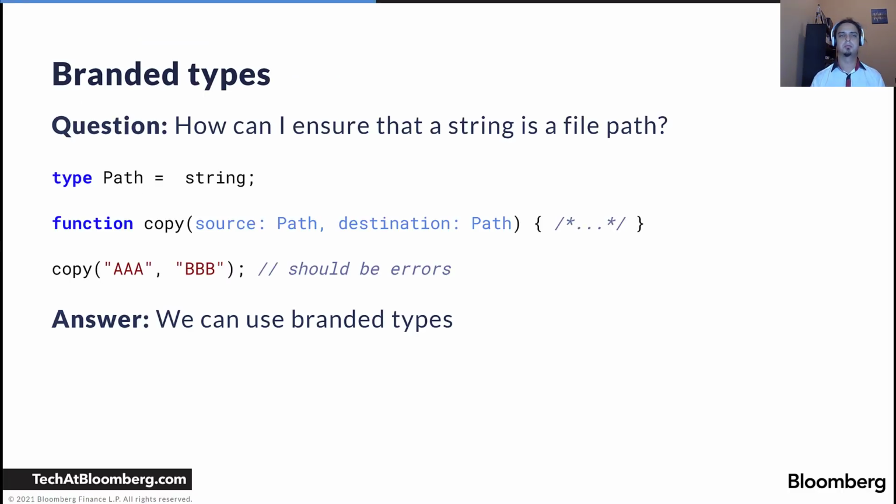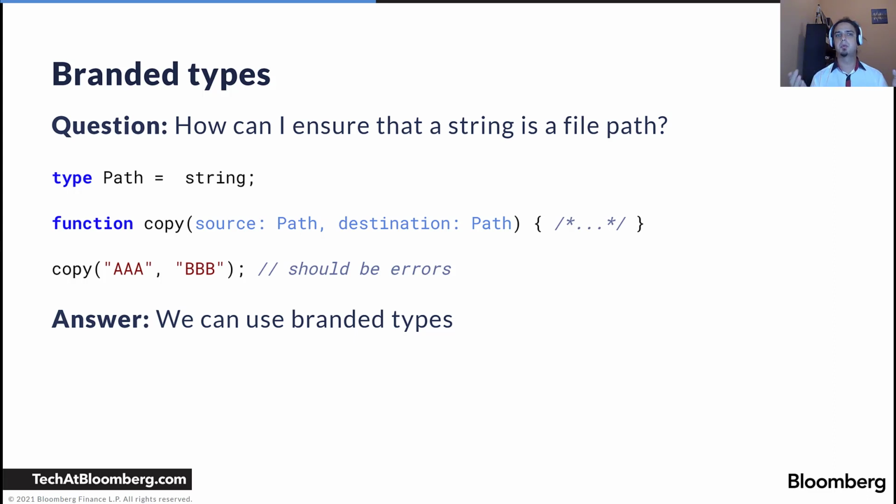Let's look at another application of intersections. So the question here is, how can we create a string that represents a file path in such a way that it's not easy to pass in any string to that type? Basically what we want to do is we want to take something that is usually represented as a primitive type, string or number, and we want to ensure that it's hard to create a string literal or a number literal that is compatible with this new type.